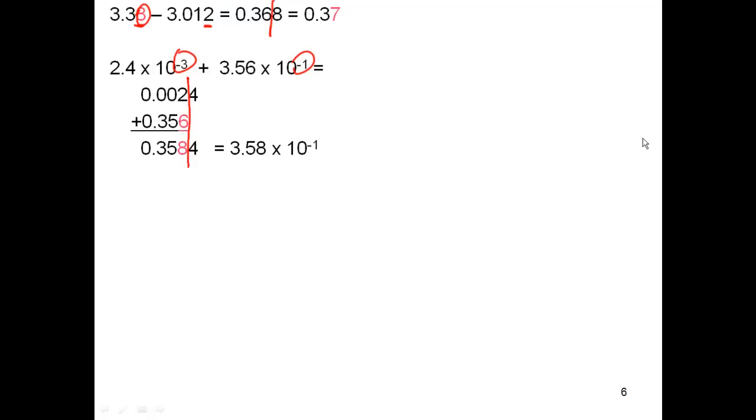Which means I have to round this off. 4 is less than 5, therefore I round it off to 0.358, or writing it back into scientific notation, 3.58 times 10 to the minus first. Usually, if they give it to you in scientific notation, you give it back in scientific notation, but it's correct either way.